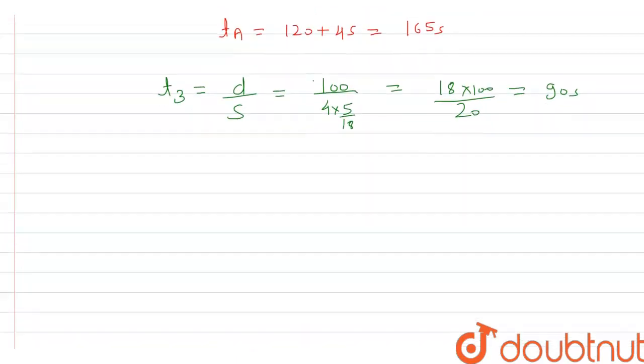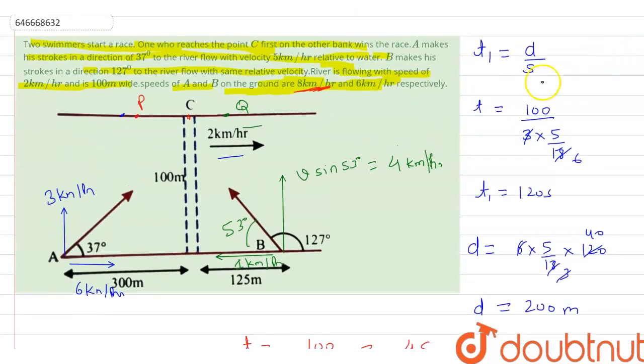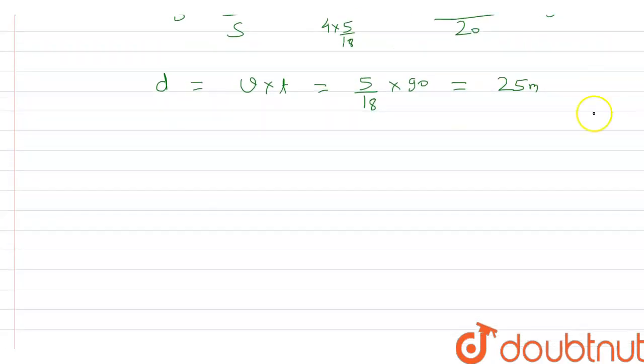Now let's calculate how much it has traveled horizontally. So distance is equal to speed into time, so V into T, and velocity is 1 kilometer per hour, that means 5 by 18 meter per second, into 90. And in this time period it has traveled only 25 meter, which means in the horizontal direction it still has to cover 100 meter. And now we have to calculate how much time it takes to cover 100 meter.